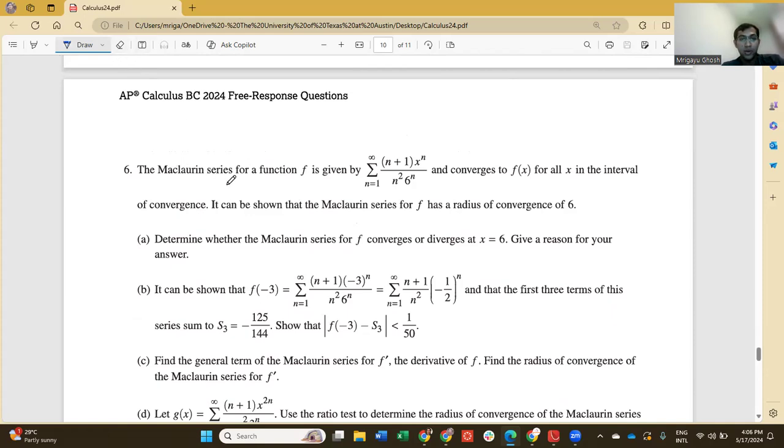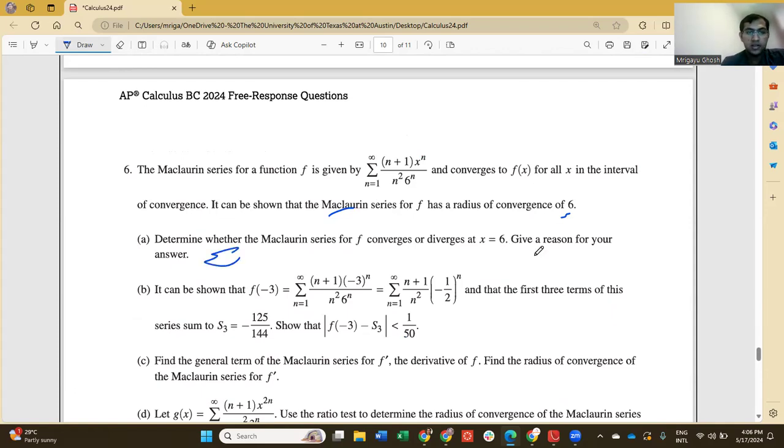But anyways, we have a Maclaurin series given by this. It converges to f for all x in some interval of convergence. It can be shown that the Maclaurin series has a radius of convergence of 6, and it's centered around x equals 0 because it's a Maclaurin series, right? So we want to determine if it converges or diverges for x equals 6. So I'm just going to plug it in.